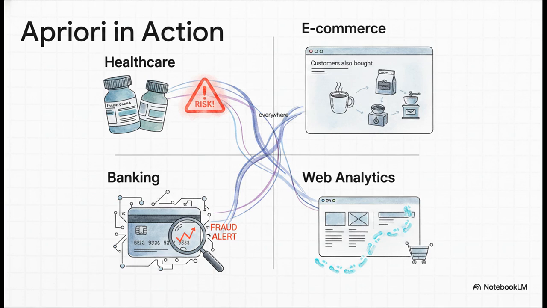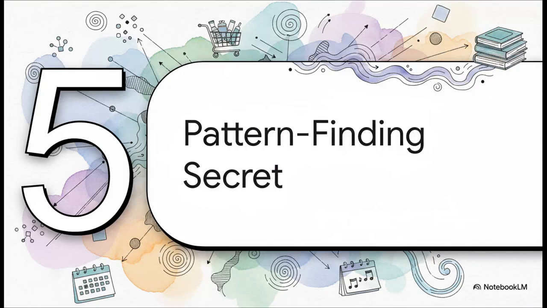That "people who bought this also bought" feature on your favorite shopping site, yep, that's this algorithm at work. Banks use it to spot weird patterns that could be fraud, and websites use it to figure out how we navigate through their pages, helping them improve the whole user experience. It is everywhere.